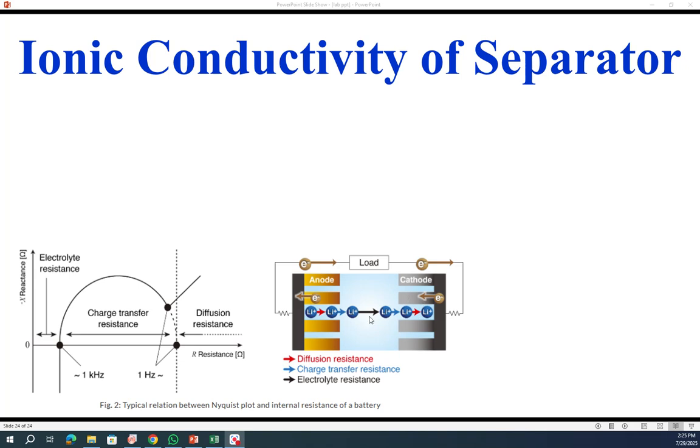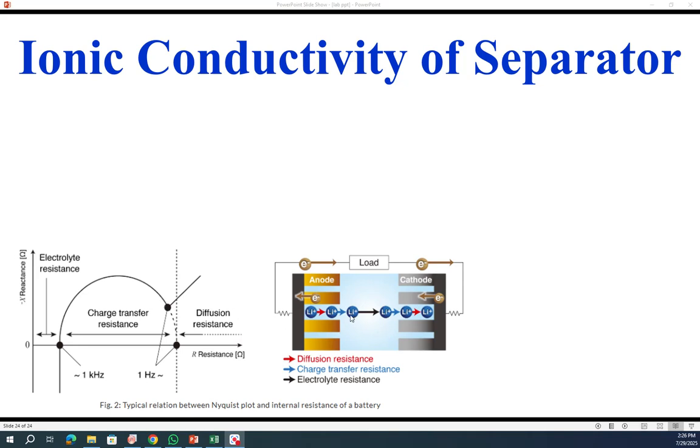If we look at the sketch diagram of a battery, you can see when the lithium ion diffuses inside the electrode material, it gives us some resistance, which is known as diffusion resistance. Diffusion resistance is related to the straight line. If we talk about charge transfer resistance, then lithium is transferred from the electrolyte to the electrode, shown by the blue color. This is known as charge transfer resistance, and it appears in the form of a semicircle.